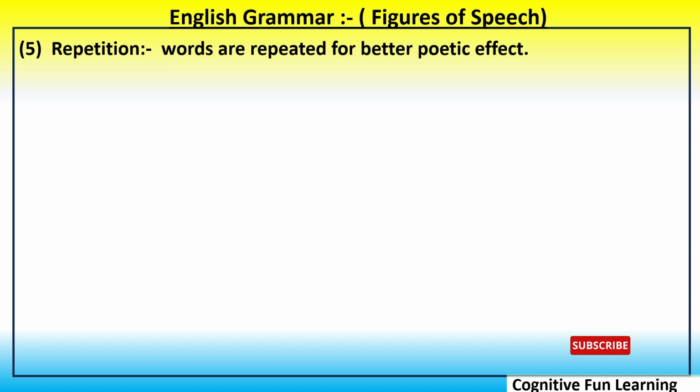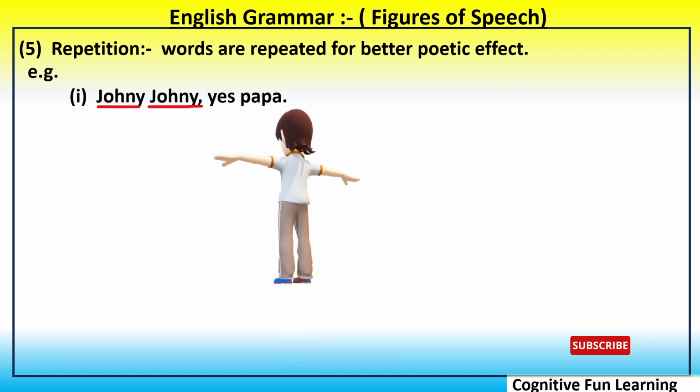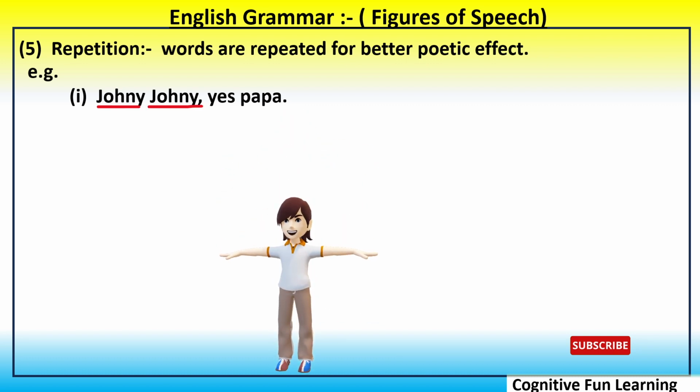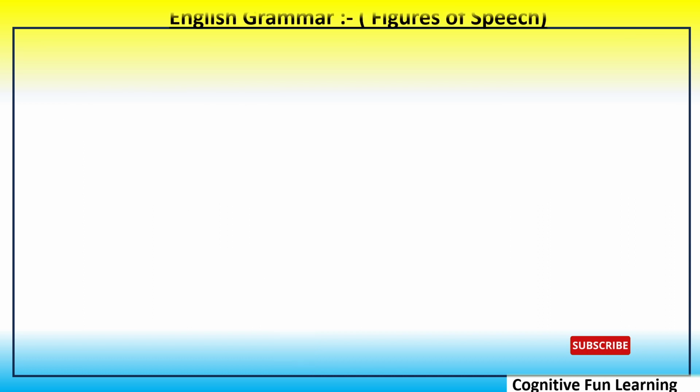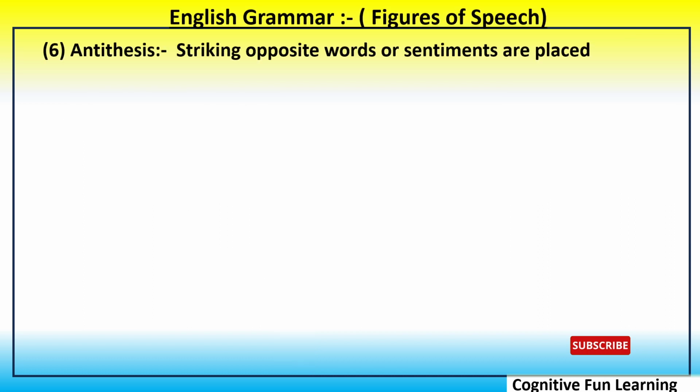Next one is repetition. Words are repeated for better poetic effect. Like, Johnny, Johnny, yes papa. Here the word Johnny is repeated. So this is repetition. Next sentence is, rain, rain, go away. In this sentence, we are repeating the word rain. This is an example of repetition.